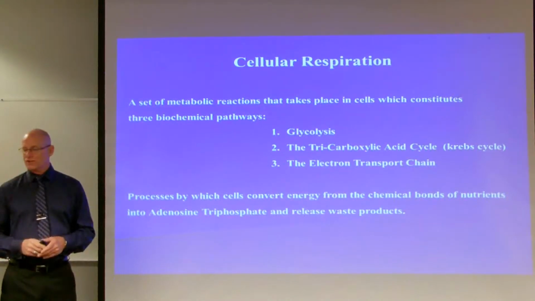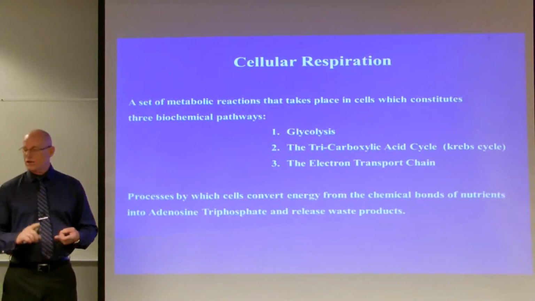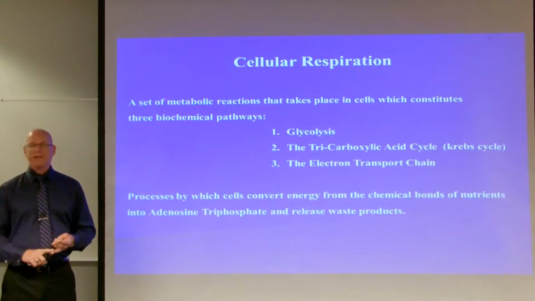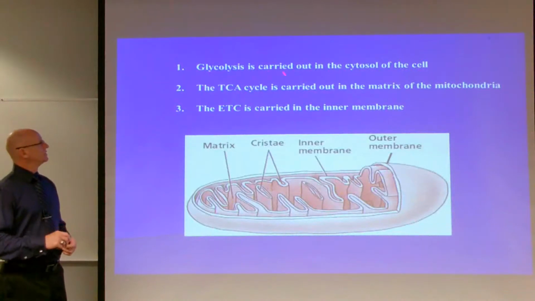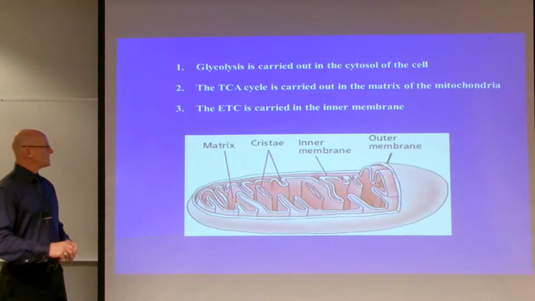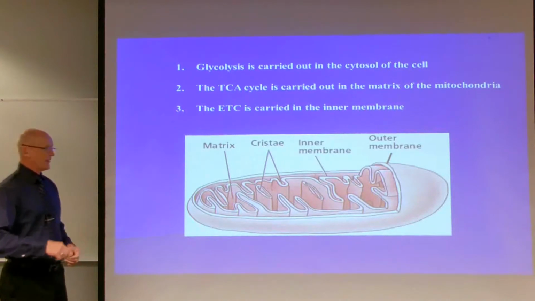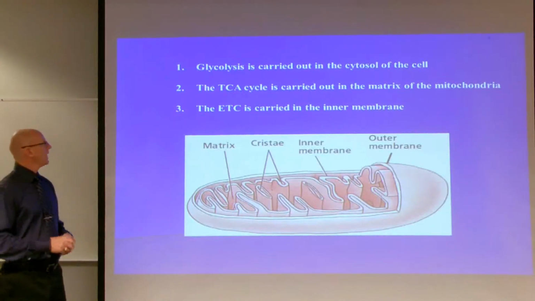So cellular respiration is a set of metabolic reactions that take place in cells, which constitutes 3 biochemical pathways. That's glycolysis, the tricarboxylic acid cycle, and the electron transport chain. These are processes by which cells convert energy from chemical bonds of nutrients into adenosine triphosphate and release waste products. So glycolysis is carried out in the cytosol of the cell. Now this is the mitochondria, and around this is the cytosol. That's the aqueous environment of the cell. And glycolysis is carried out in that aqueous environment.